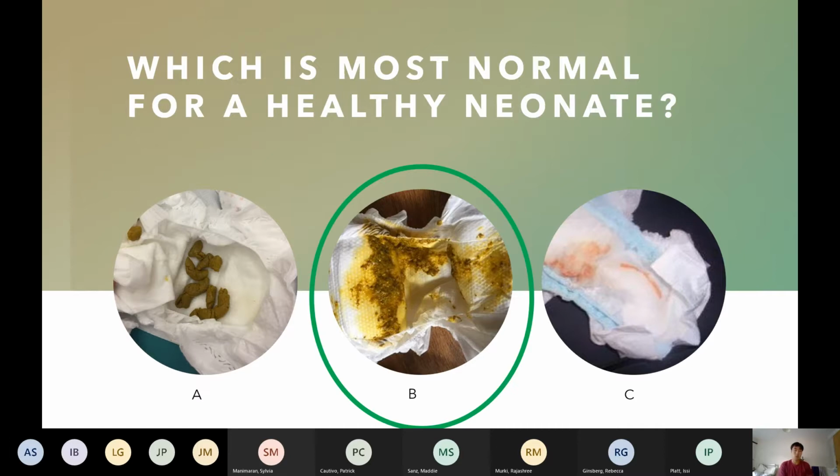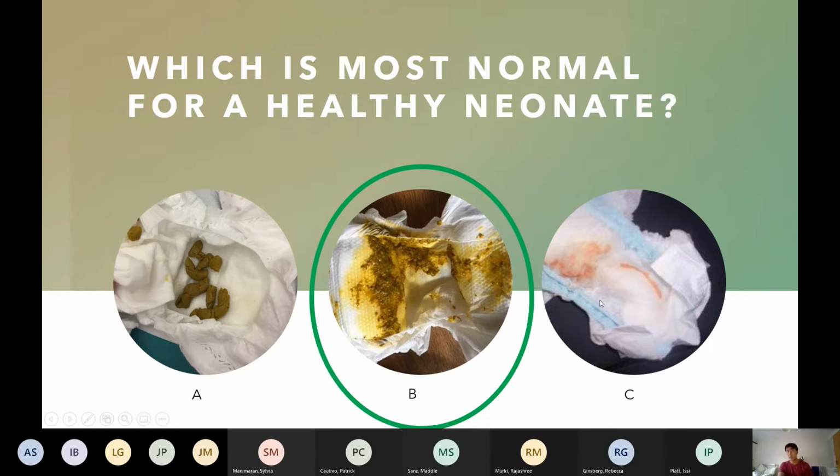So A, you would not expect a neonate in their first 4 weeks of life to be having such solid poops. And the reason why is because think about what they are having to eat. They are drinking an entirely liquid diet. So it will be very loose, pasty stools.